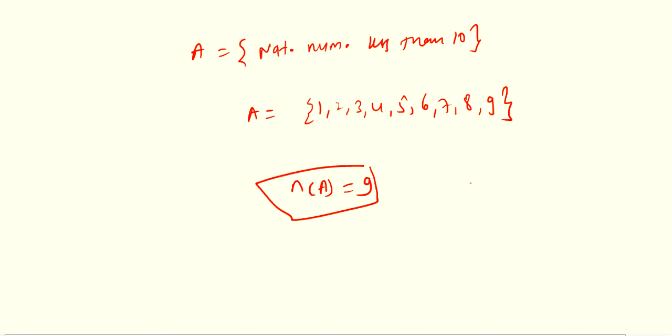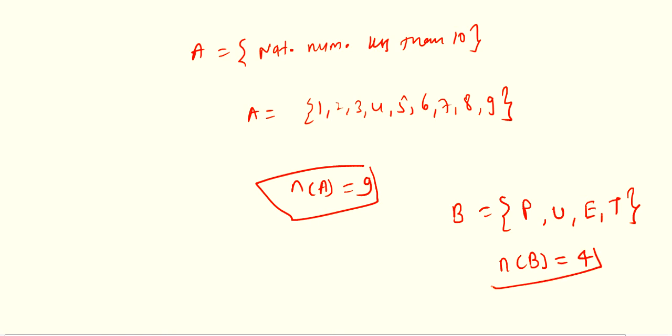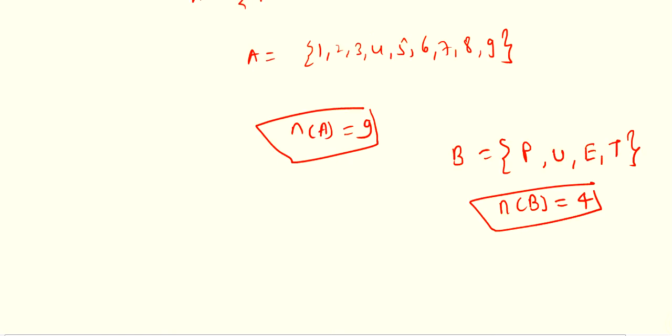Then letters of the word puppet. So puppet is P, U, E, T. How many elements are there? 4. So cardinality of set B is 4. Okay, so like this you have to find. Then squares of the first 4 whole numbers. The same answer, 4.